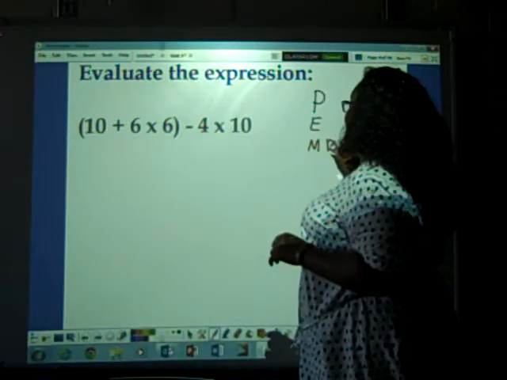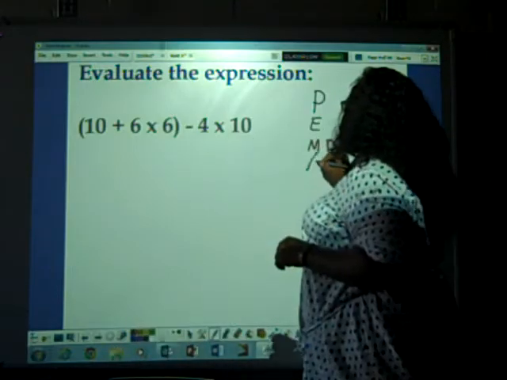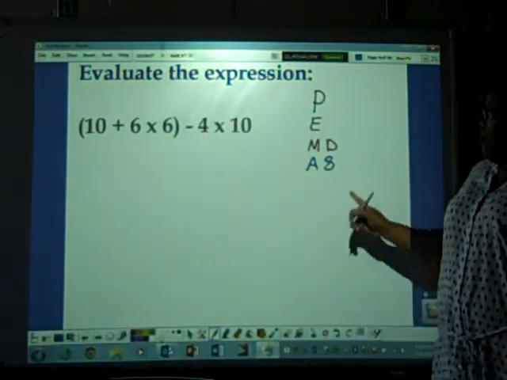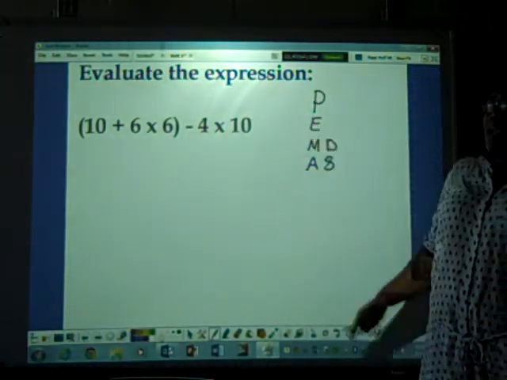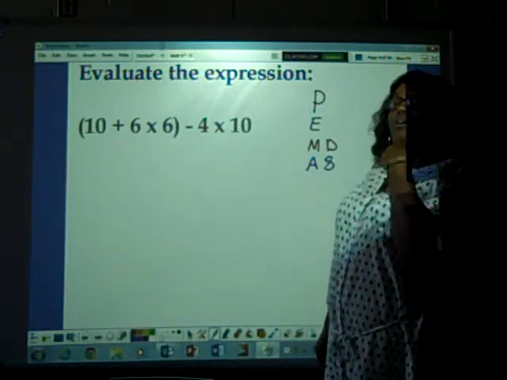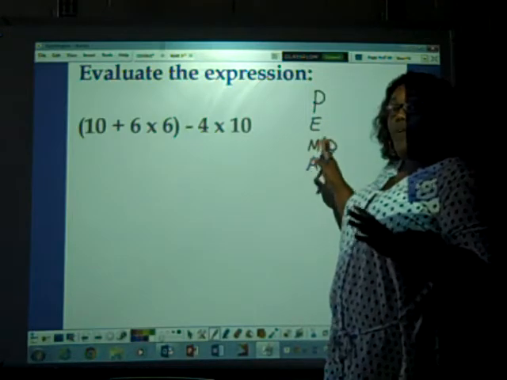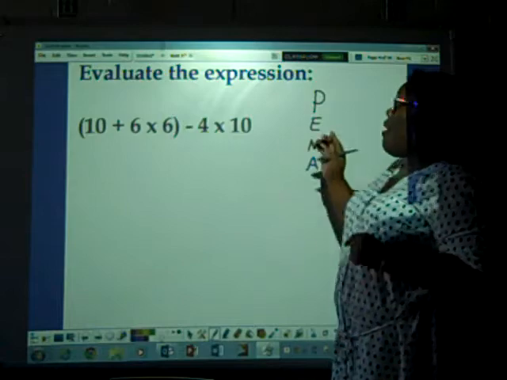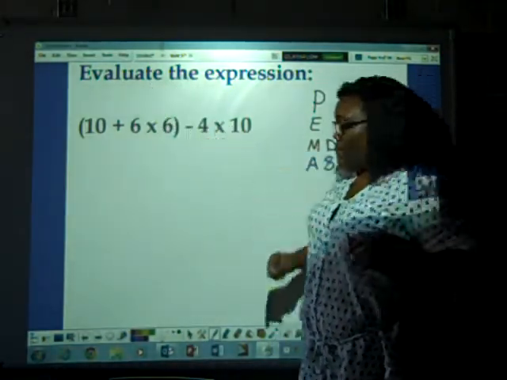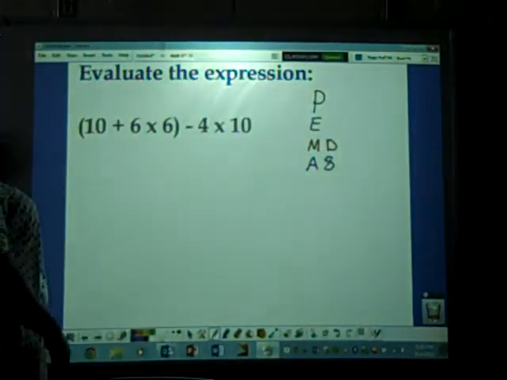PEMDAS. I bet you're like, whoa, it didn't look like that on the other page. I know. I was just showing you what the symbols look like on the last page. Right now, I'm going to show you how the order of operations works when you are evaluating an expression, okay? And evaluate is another word for solving it, all right?